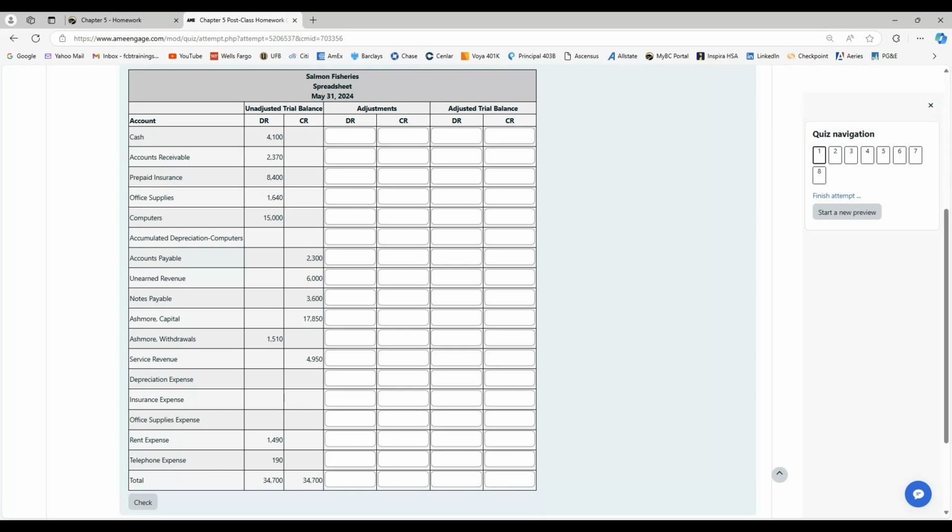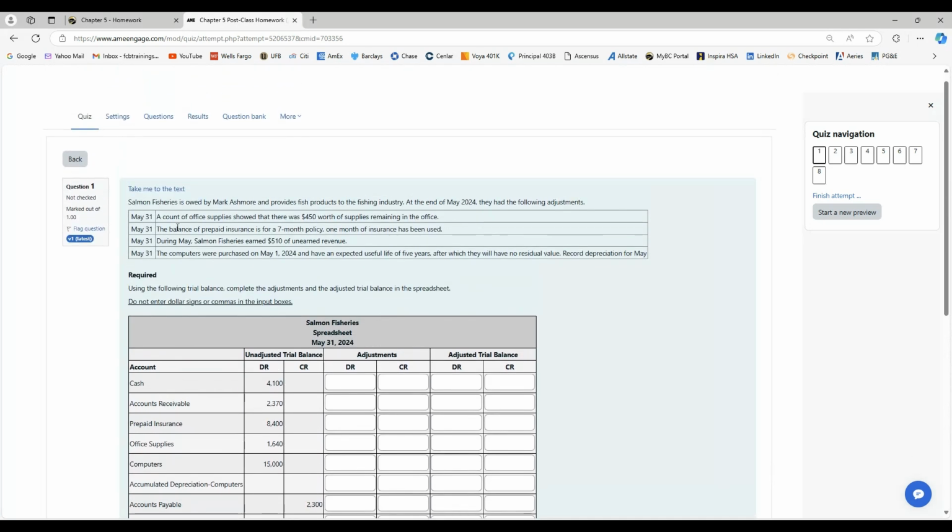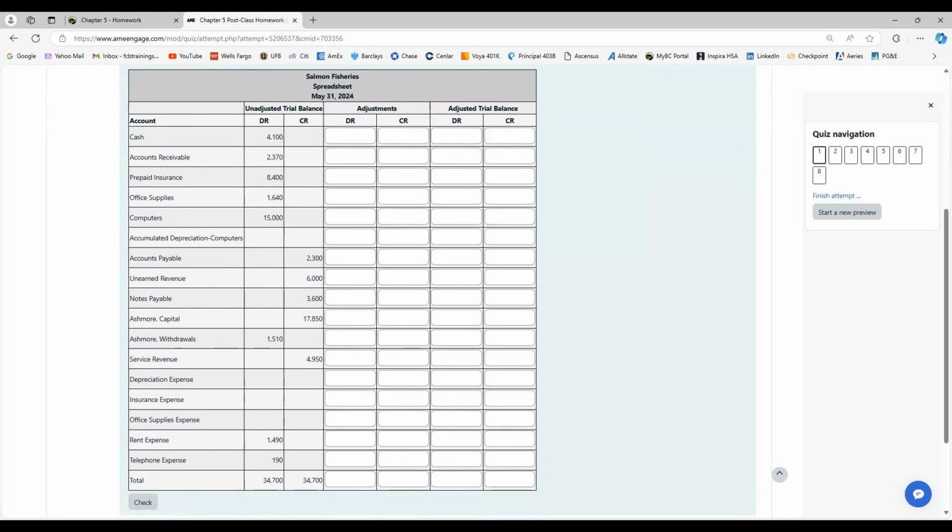So the first transaction that we have noted above on our list is that the account of office supplies showed that there was $450 worth remaining in the office. And so we started here with our 1,640, but once we did our physical count and went out and actually looked, we realized that there's actually 450. So basically we need to adjust that 1,640 down to 450. The difference between those two is 1,190.